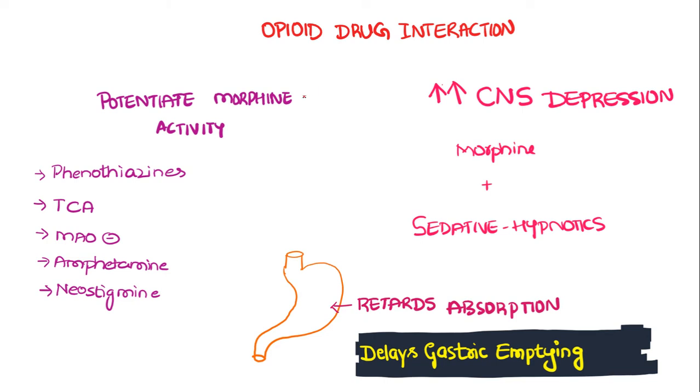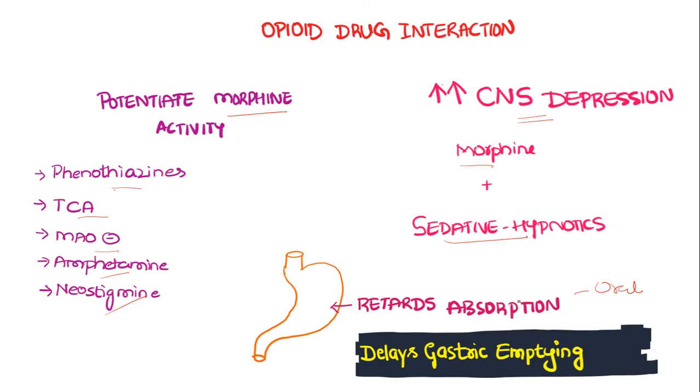So coming to the drug interactions associated with morphine, some of the drugs can potentiate the morphine activity by retarding the metabolism of morphine. Examples are phenothiazines, tricyclic antidepressants, MAO inhibitors, amphetamine, and neostigmine. And when morphine is combined with sedative hypnotics, it can exaggerate the CNS depressant action. And also, morphine will retard the absorption of certain drugs which are given orally, because it delays gastric emptying.